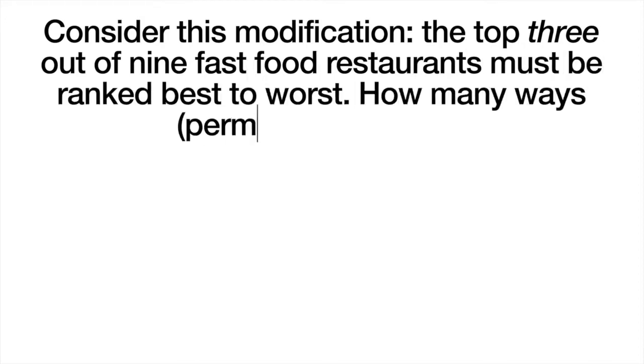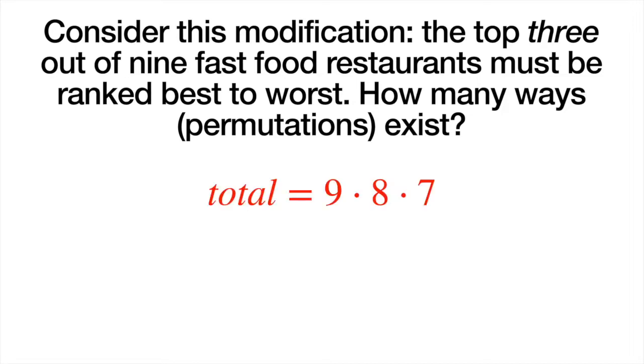Now consider this modification. The top 3 out of 9 fast food restaurants must be ranked best to worst. How many ways permutations exist? Well, for the number 1 spot, there will be 9 options. For the next one, there's now 8, and then 7. So the total will be 9 multiplied by 8 multiplied by 7. You may notice that this is not a complete factorial.